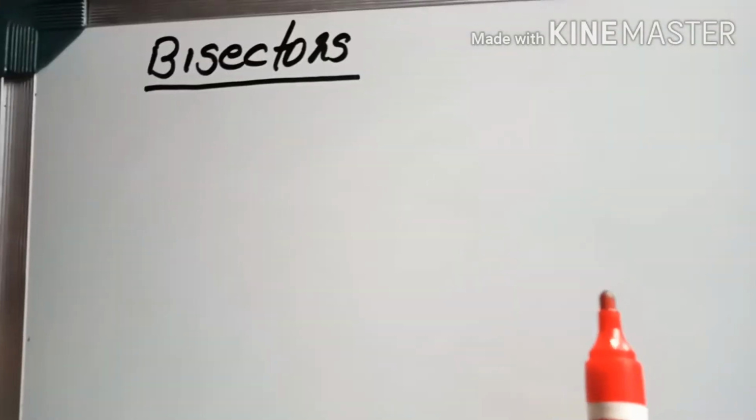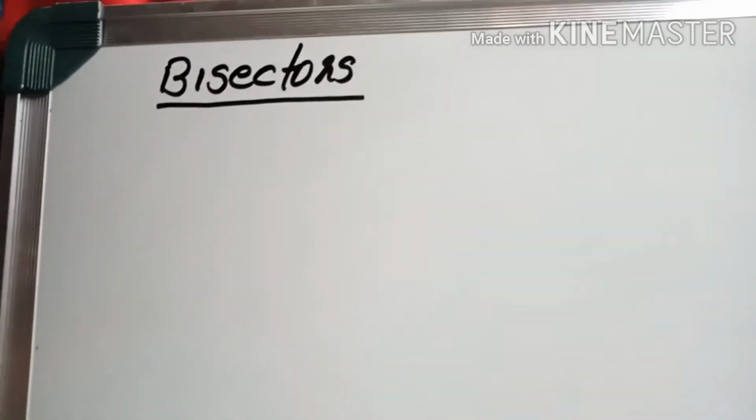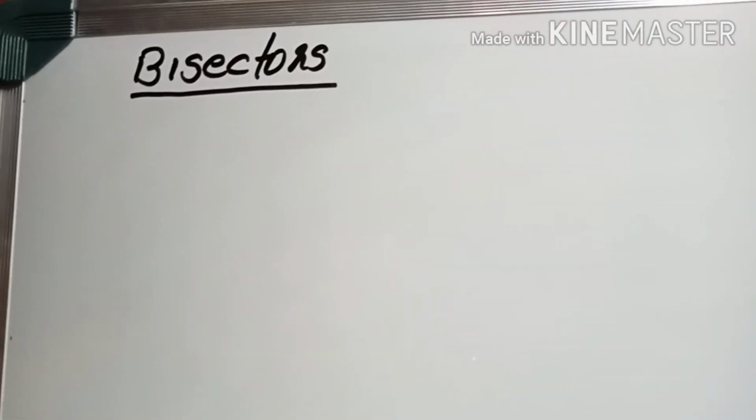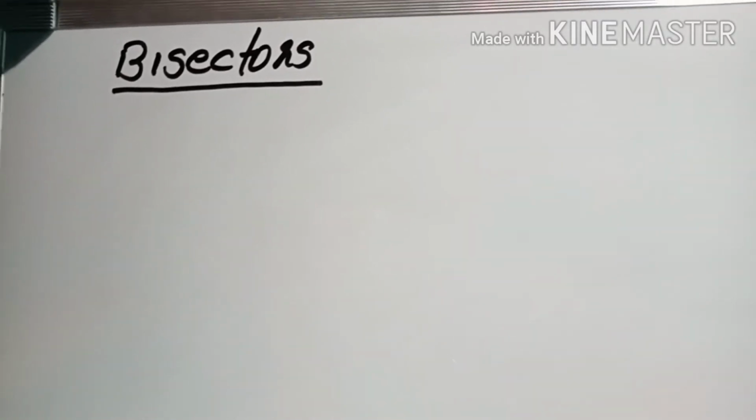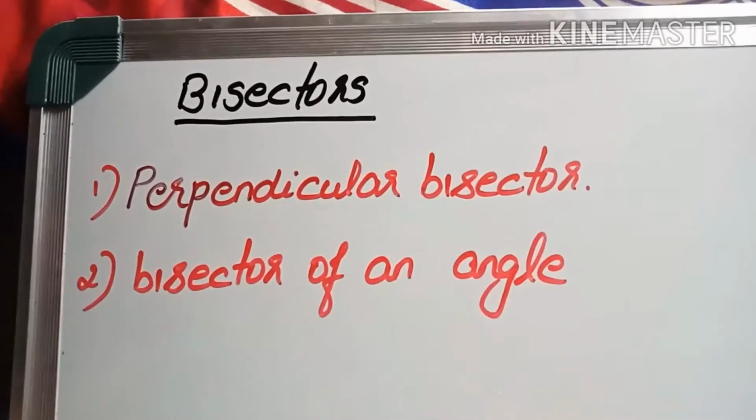Okay. Next subheading is bisectors. Okay. Bisectors means two type bisectors are there. First one perpendicular bisector and next is angle bisector. Bisector of an angle and bisector of a line. So these two are the bisectors.